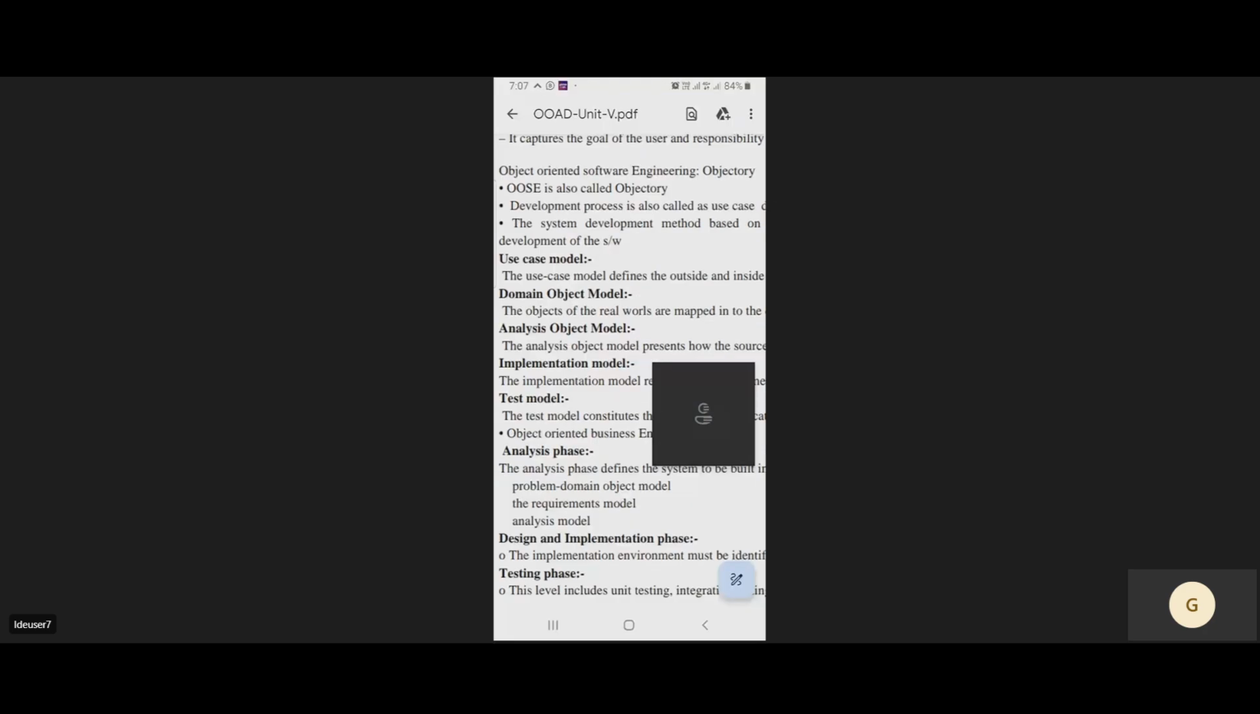It's a development process also called use case driven development. Use case driven development. The system development model is based on what? It is a process for the industrialized development of software, the use case model.